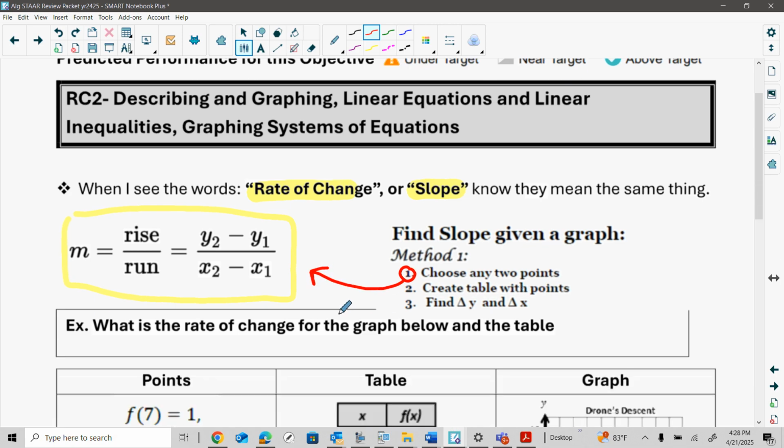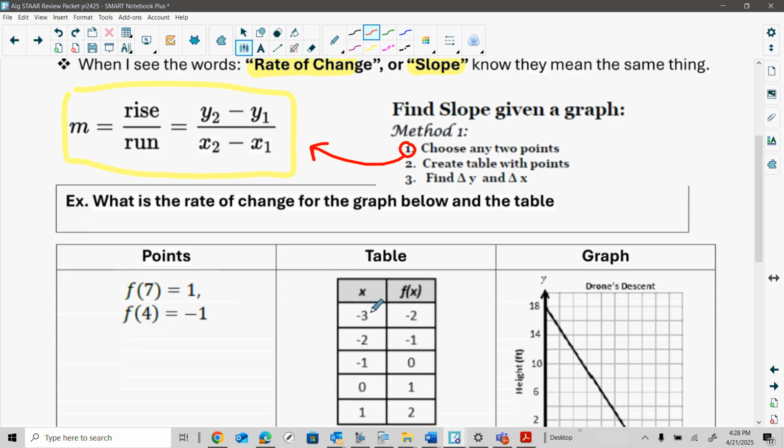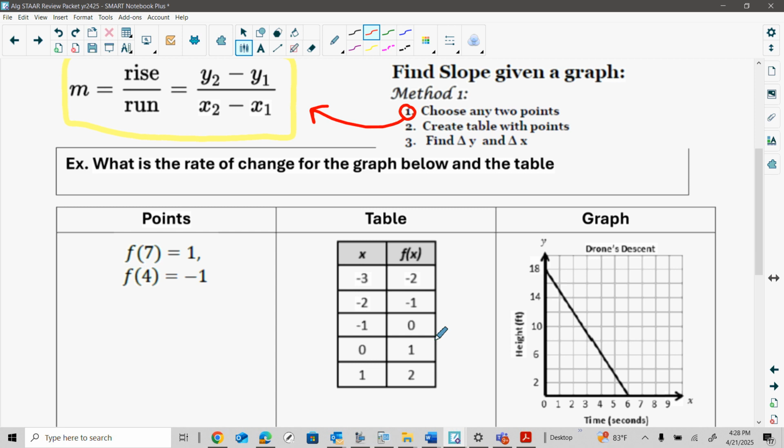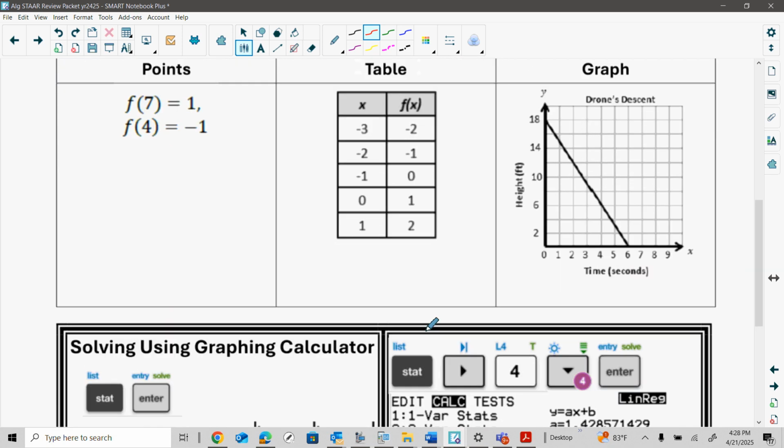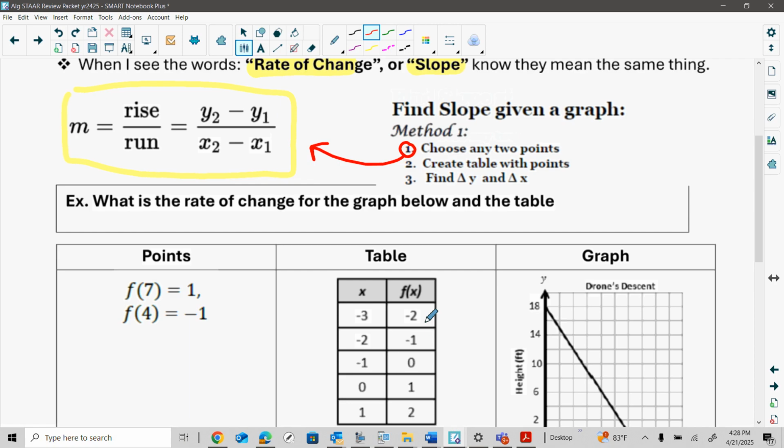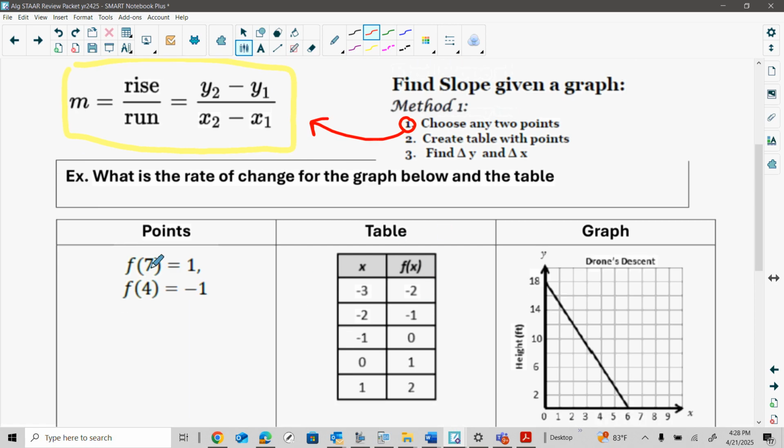Okay, so I'm going to do an example of each, and then I'm also going to talk about some calculator tricks to help you with that. This one's underneath here. So, rate of change for the graph below. On this one, this is f of 7 equals 1.